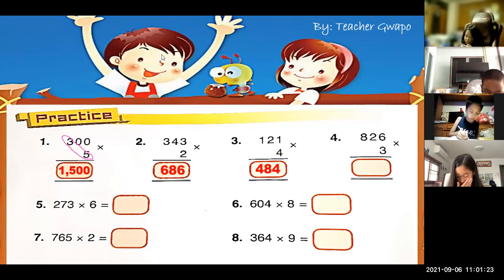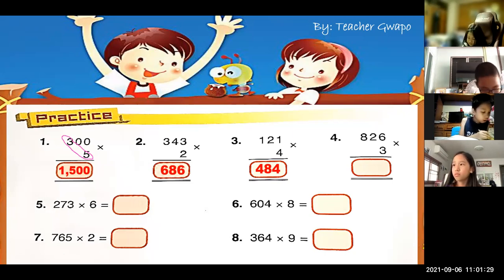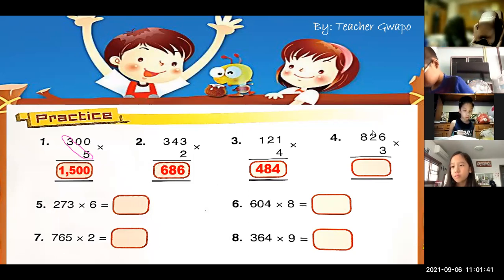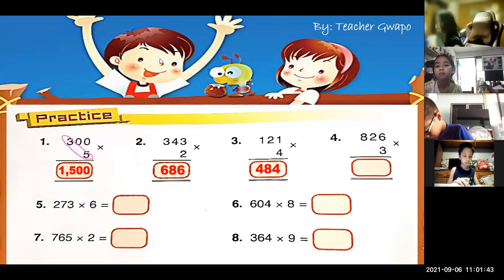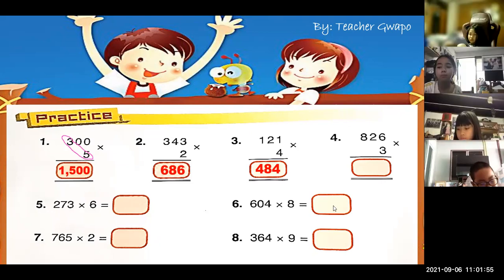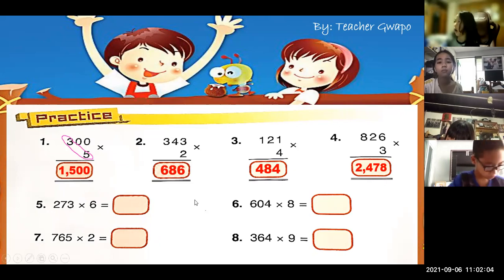How about number 4? 826 times 3. This one we need to regroup. So 6 times 3 is 18. Write 8 here in ones place, 1 on top. Okay, now number 4. The answer here in number 4 is 2,478. Number 5, 1,638.